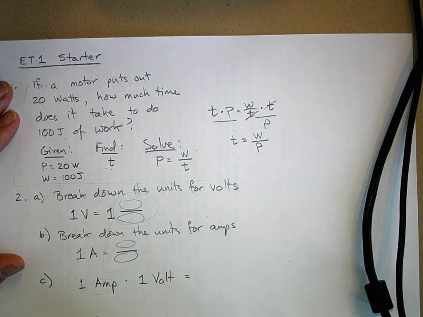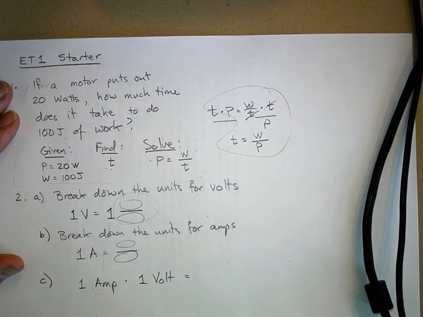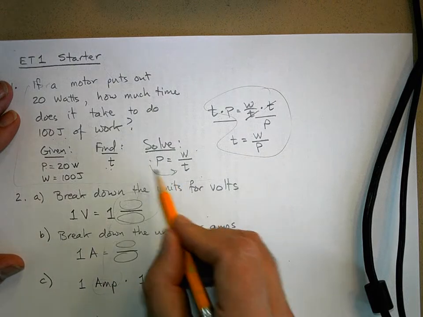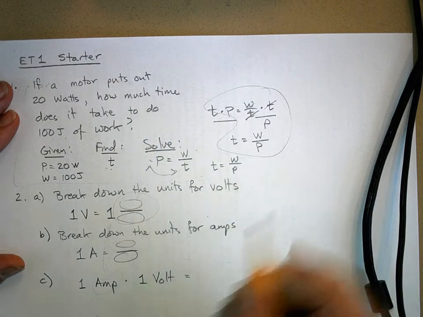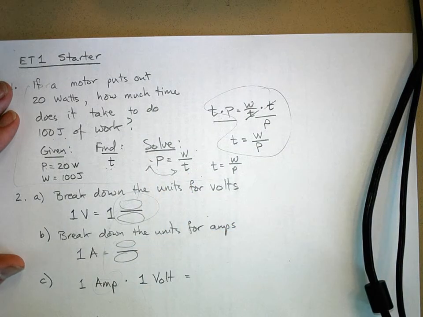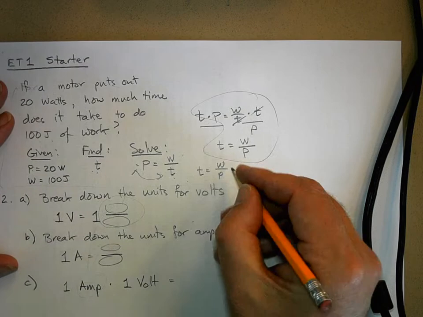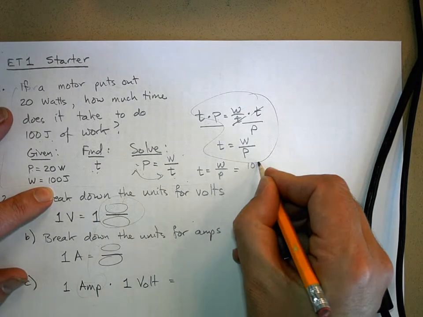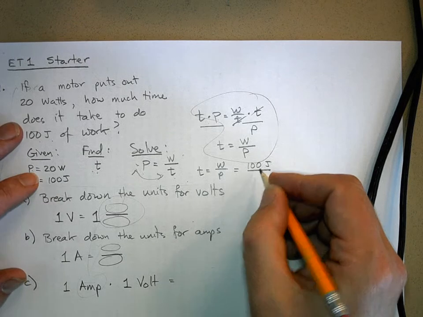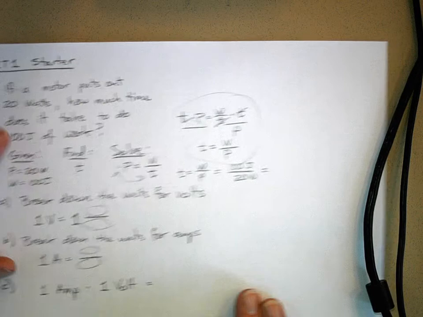Right? Okay, but there's a quicker way of doing it than all this algebra up here. Just switch these two. And so you get time is equal to work over power. If you just switch those two. Did you know that? No. Now you know. All right, so the work is 100 joules. Power is 20 watts. So what is 100 divided by 20?